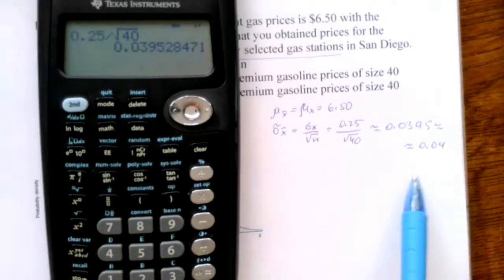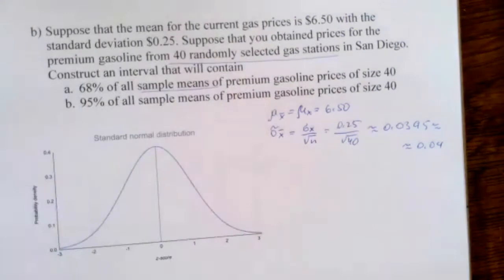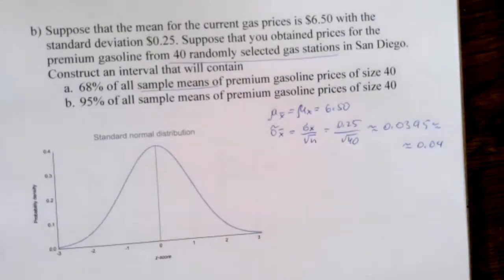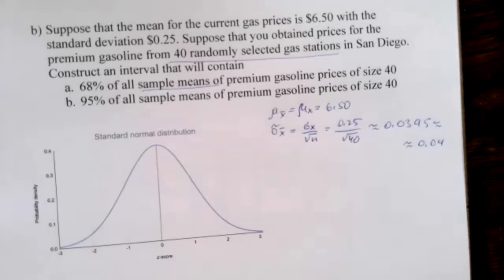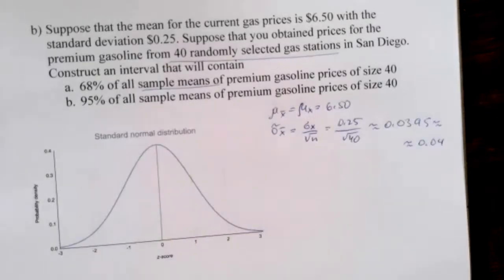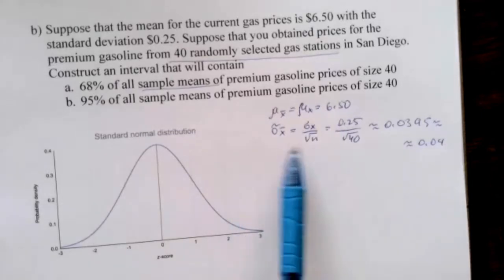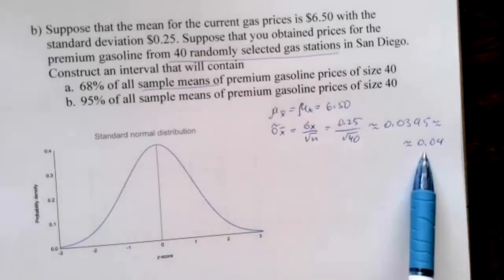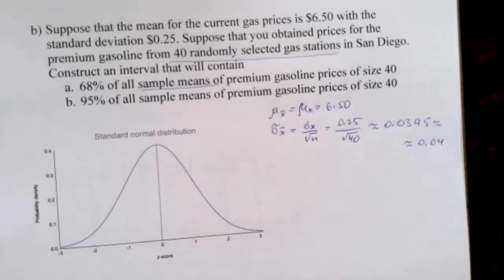Okay, so that's our standard deviation for the distribution of the sample means, because we know that a sample targets the population mean better than just one selected value, right? So the average of 40 will be closer to the true mean of the population than just one randomly selected value, right? That is why our standard deviation for the distribution of sample means is way shorter than the standard deviation for a single selected price.